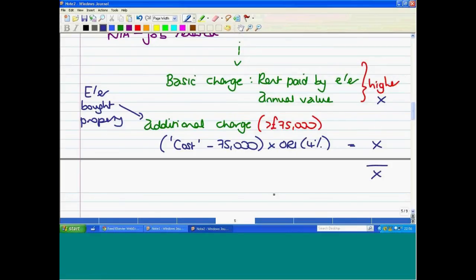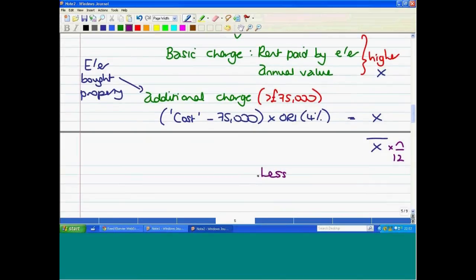And again, we always need to consider whether or not we need to time apportion. So it may be that there's a period there where we haven't used it, so we can deduct, and you can show it either way. You can either deduct the period where it was unused, or what you can do instead is just times it by the relevant period. And then, like with all benefits, apart from fuel, we can deduct employee contributions.